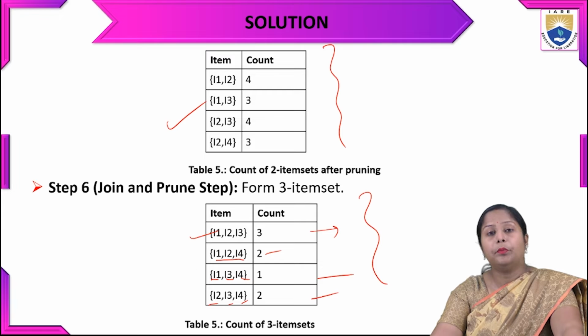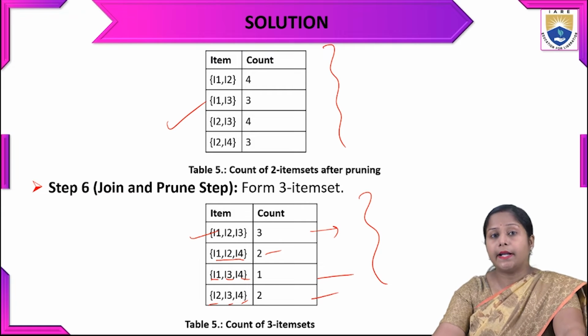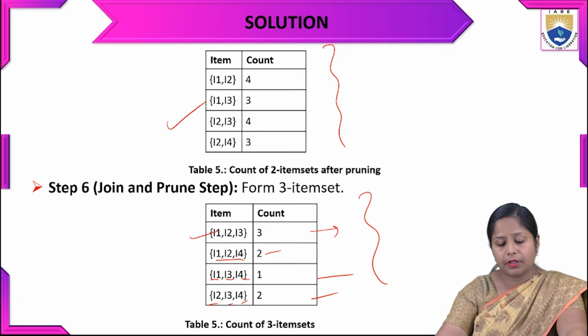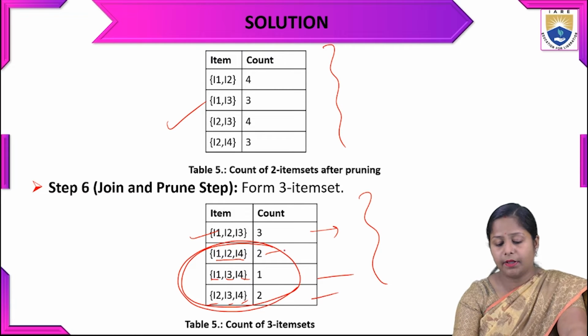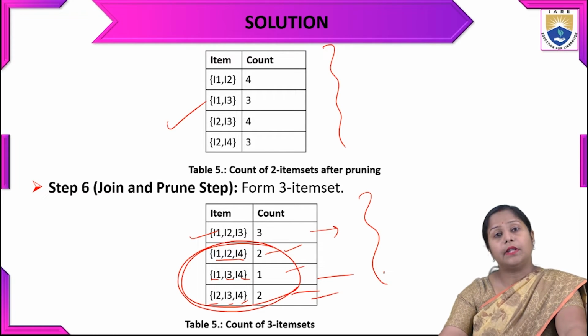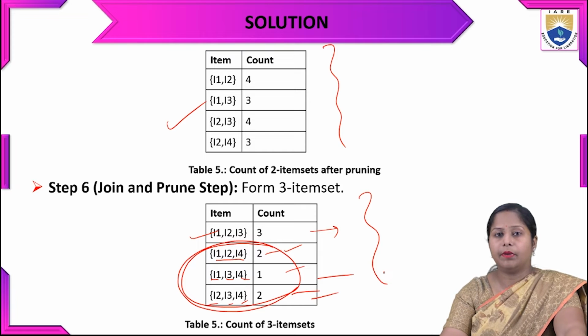Now we are going to prune the items that have occurred together but have minimum support less than 3. So these are the 3 item sets having counts of 2, 1, 2. So those 3 item sets will be deleted.